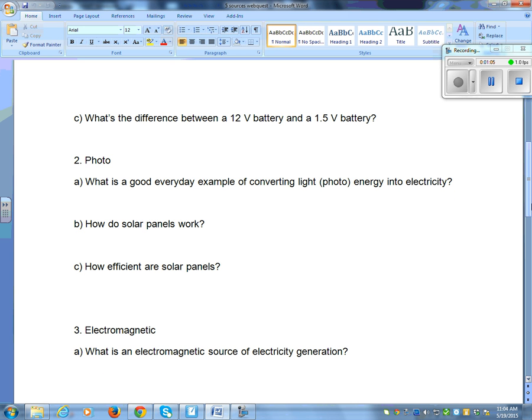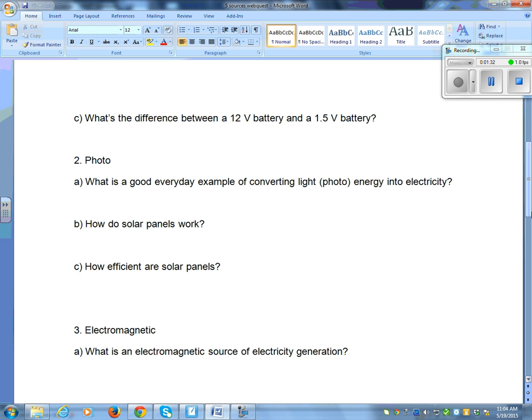Okay. Good example of converting light energy into electricity. A solar calculator is your best example. It turns light energy into electricity. How do solar panels work? Anyone find anything there?